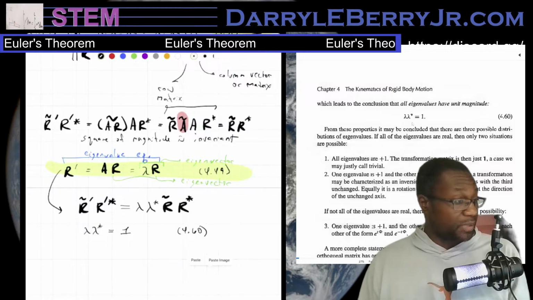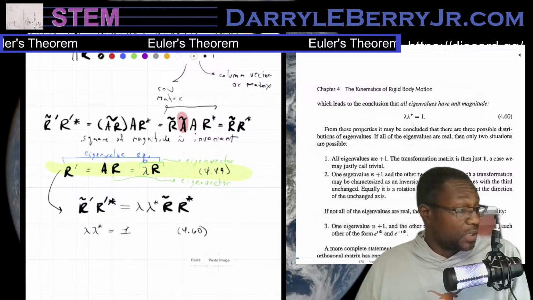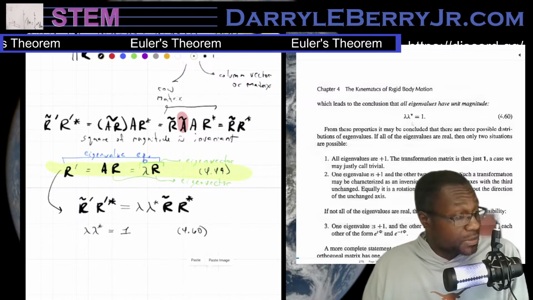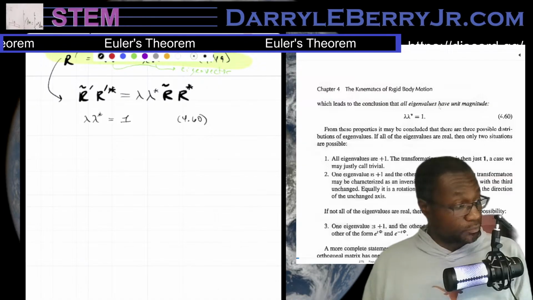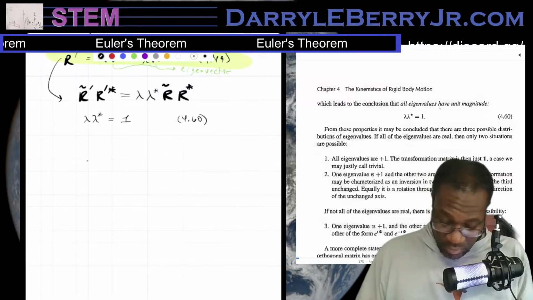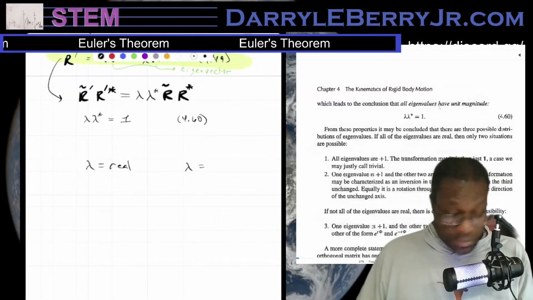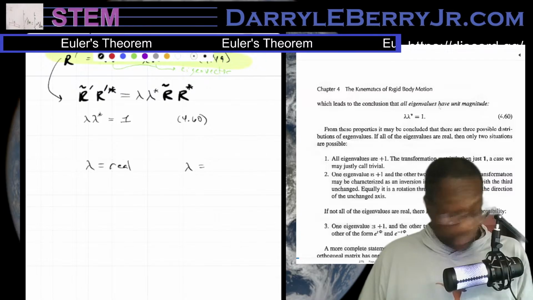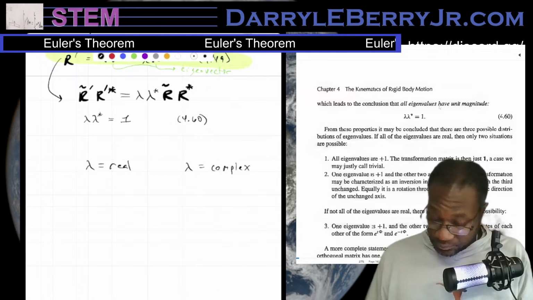From these properties, it may be concluded that there are 3 possible distributions of eigenvalues. If all the eigenvalues are real, then only 2 situations are possible. So 3 situations. Let's see if I can put this in a table. We have eigenvalues are real, and eigenvalues are complex, or imaginary. I'll put complex. They pretty much mean the same thing, but I'm not sure which is best to put.